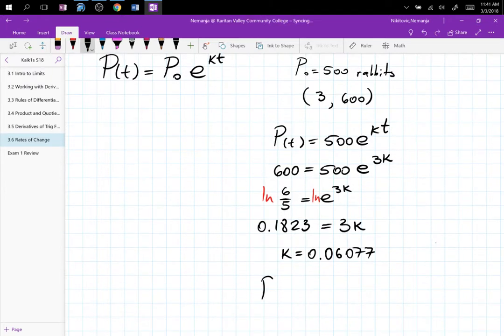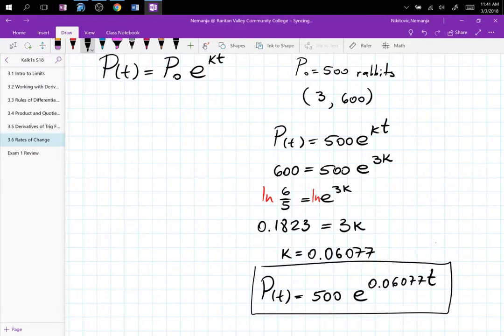Guys, you have the model for this rabbit population. You start with 500 e to the 0.06077 t. This is the model for the rabbit population with the specs that I gave you up there.